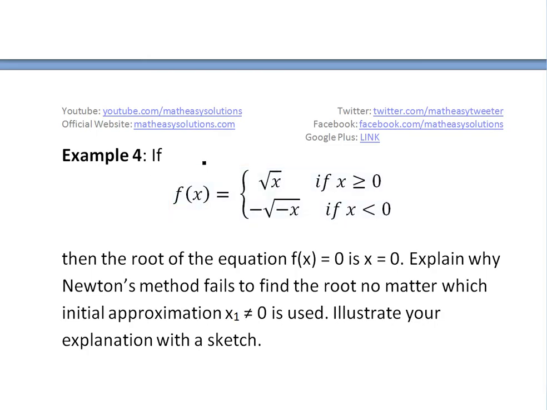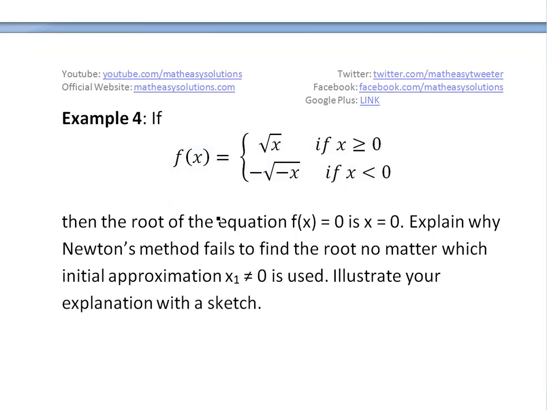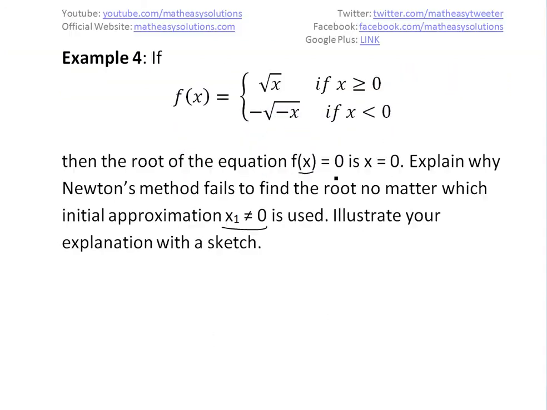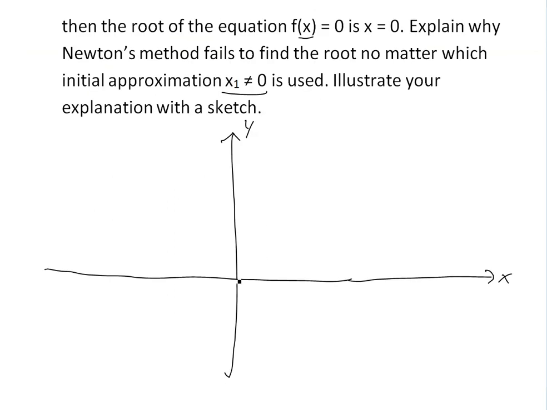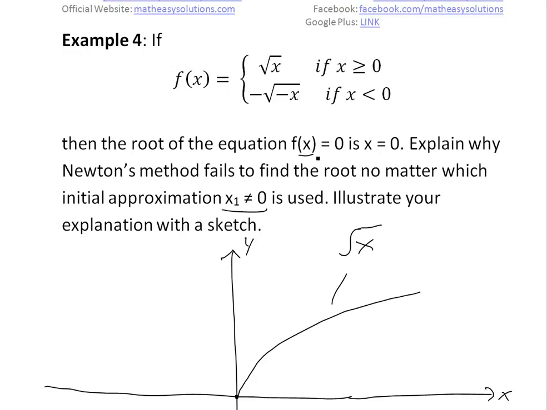Now this brings us to our last example here, and this is another one where basically explain why this function here, it's a two-part function. Well, we know that the root is 0, but explain why Newton's method fails to find a root no matter which initial approximation when x1 is not equal to 0. And illustrate your explanation with a sketch. Well, this graph here, for x greater than 0, you're going to have something like this here. This is the square root when it's greater than 0, so this is positive square root x here.